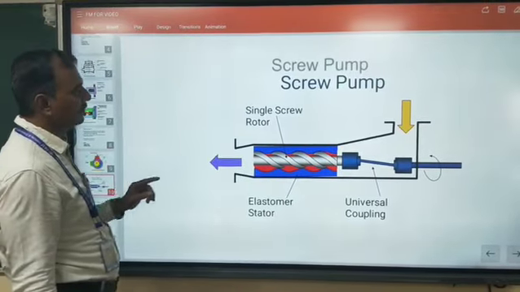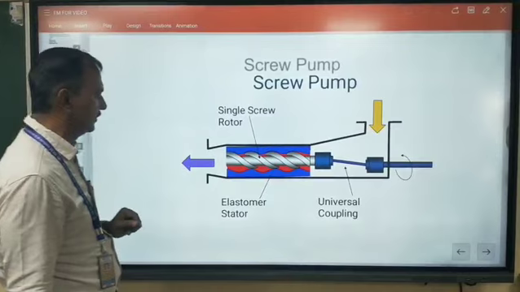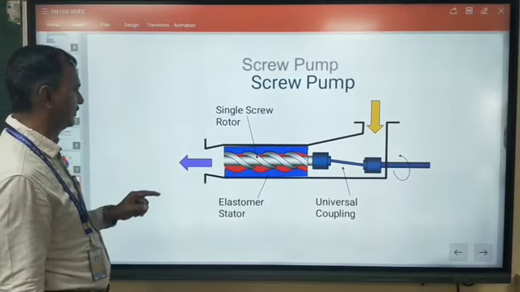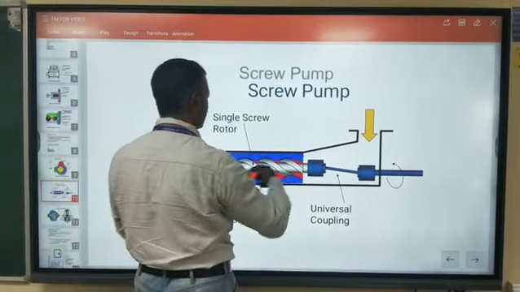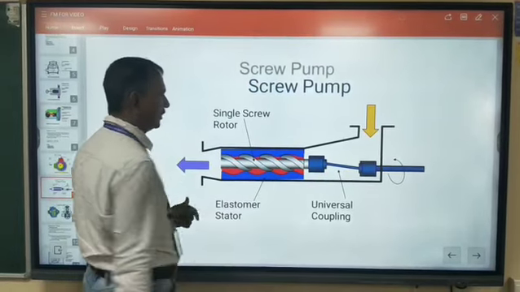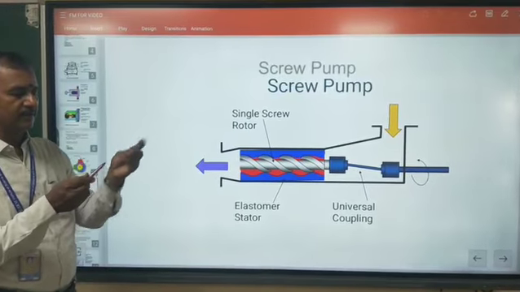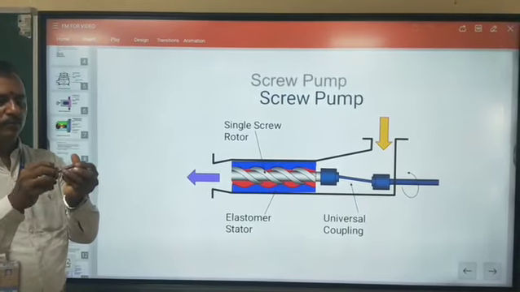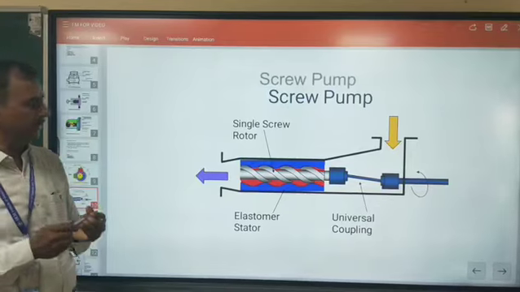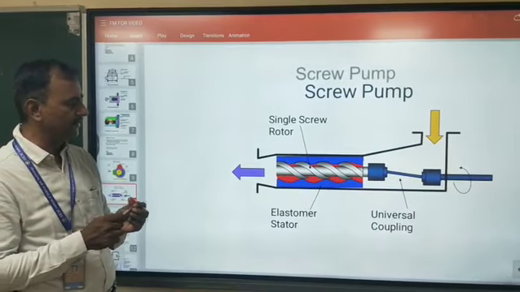Another type of pump is called a screw pump. All these pumps come under rotary devices, so the liquid goes inside. Just imagine screw rotors, in the sense that you can see some threads over a pipe, like that.